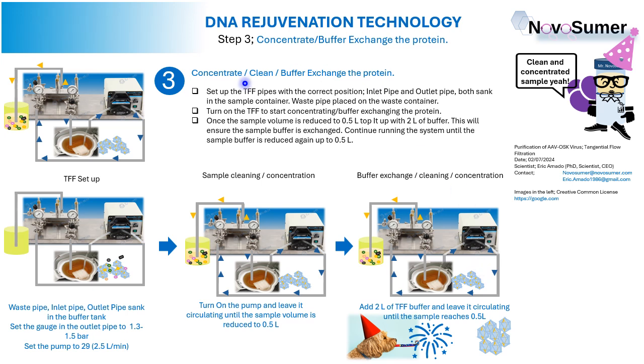Okay, so we repeat. We set up the system. We turn on the pump. That is the only thing that we do, and we wait until the sample volume is reduced to 0.5 liters. End of the story. Nothing else. Once the sample volume is reduced to 0.5 liters, we add 2 liters of buffer, we turn on the pump again and we wait until the volume is reduced to 0.5 liter. Easy peasy, right?